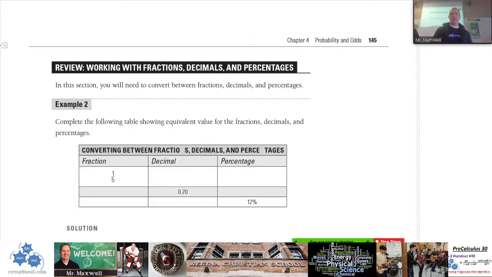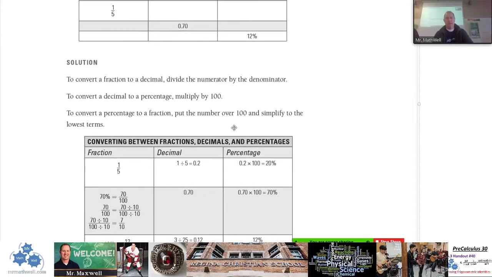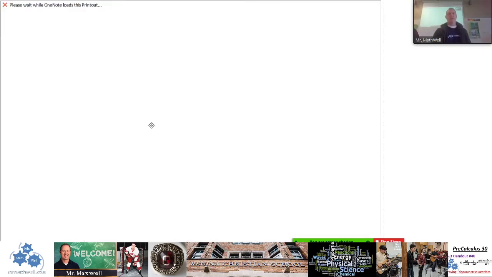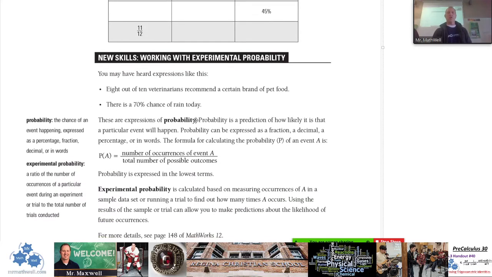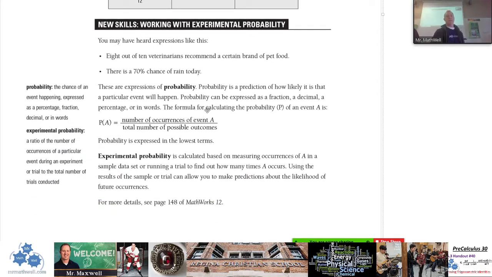What is experimental probability? I will get to the definition right away. These are just more work with fractions, which I will come back to because it's important. But let's talk about what a probability is and what experimental probability is. Probability is the chance of something happening, and it's the number of times the event actually happens divided by the total number of times that everything can happen in that situation.